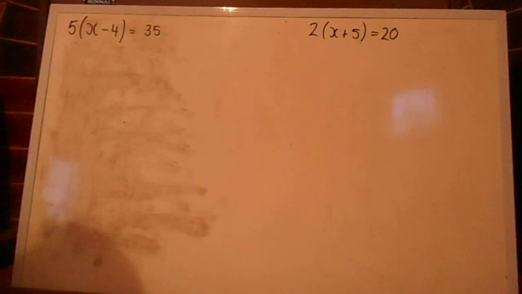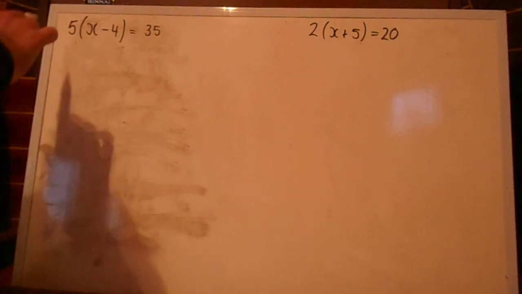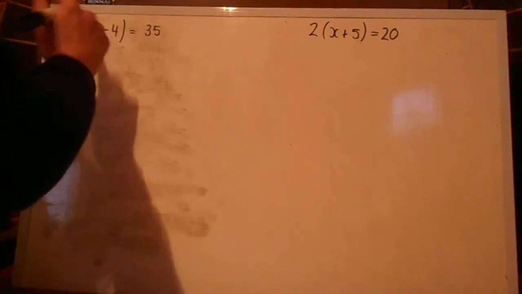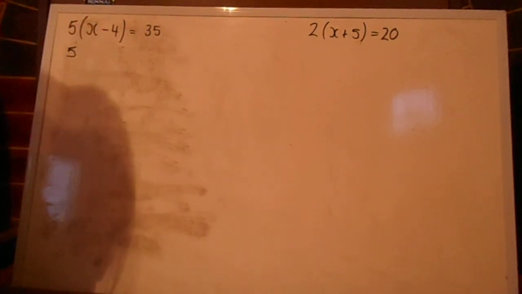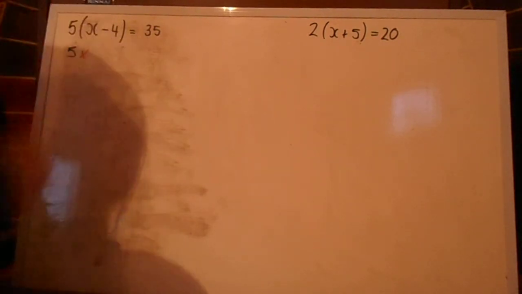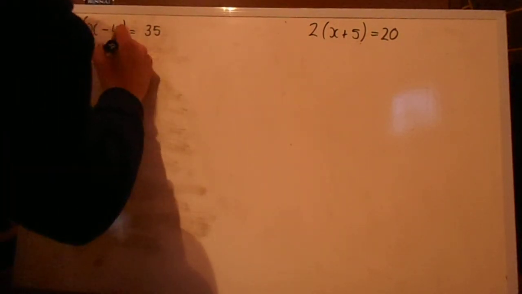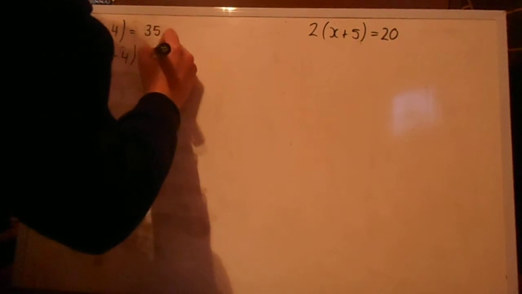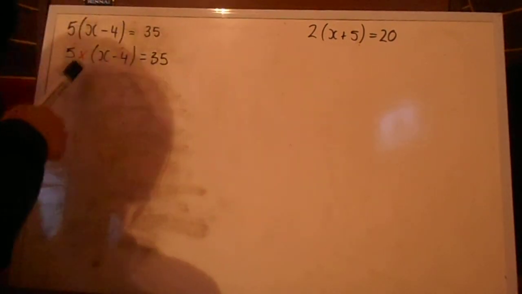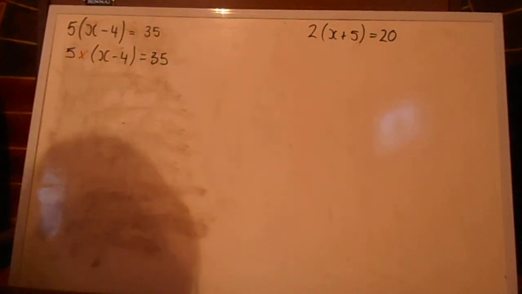Alright, so in this short video I'm going to quickly show you how we're going to solve for x in this linear equation here. So remembering that when we've got the brackets like this, it's just the same as saying 5 times x take away 4 equals 35. So remember the 5 is just implicit there.